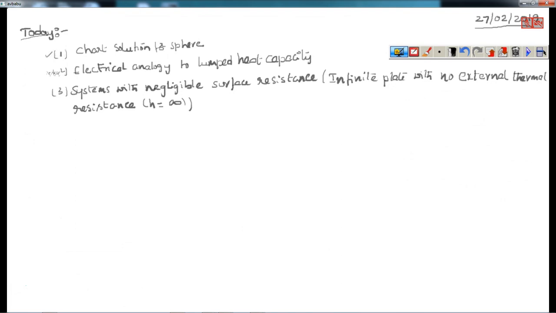We will try to conclude chapter 2 completely today, and next class we will start with forced convection. This is my aim and my target to finish today. Now let us go to the chart solution for a sphere.